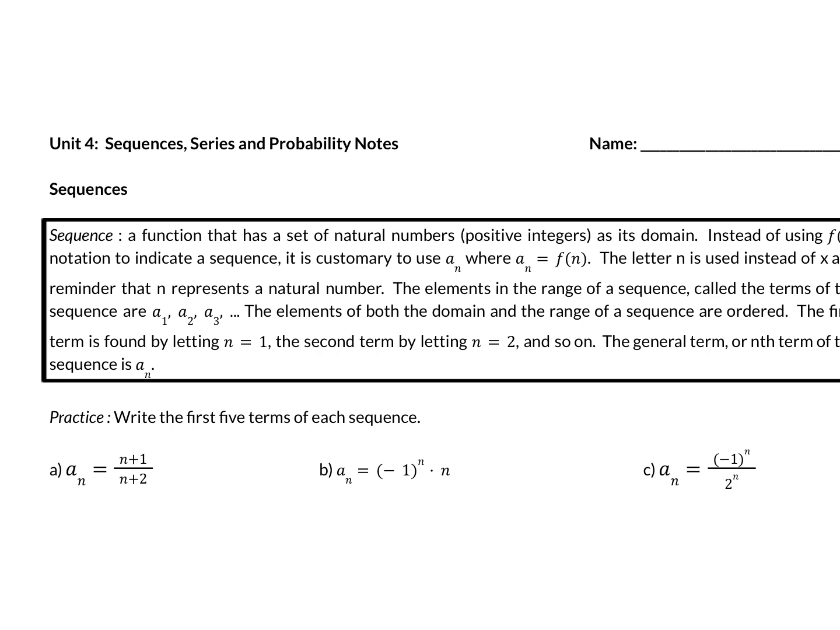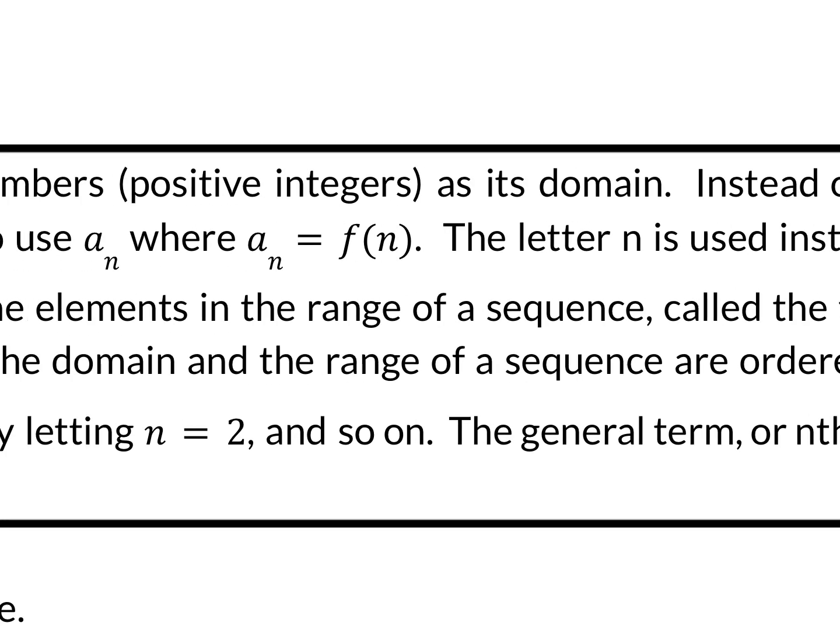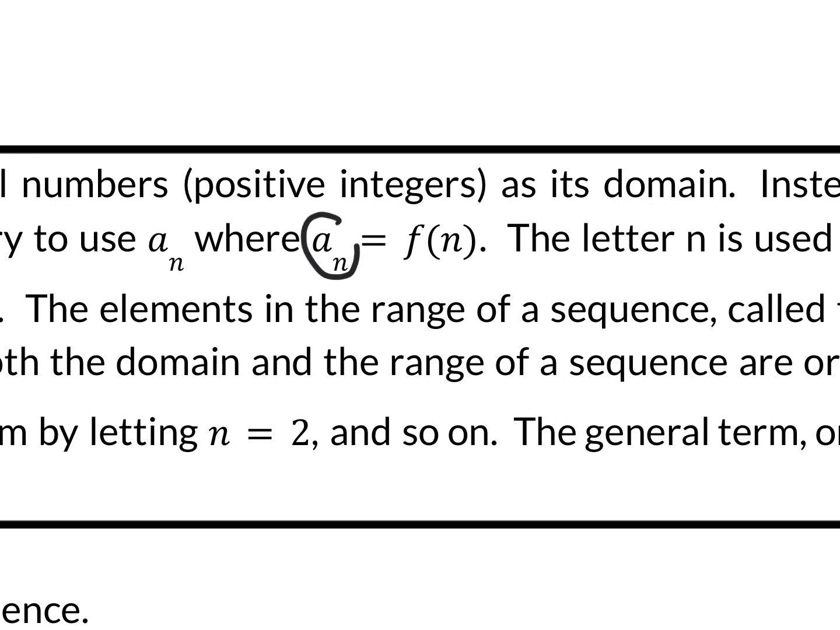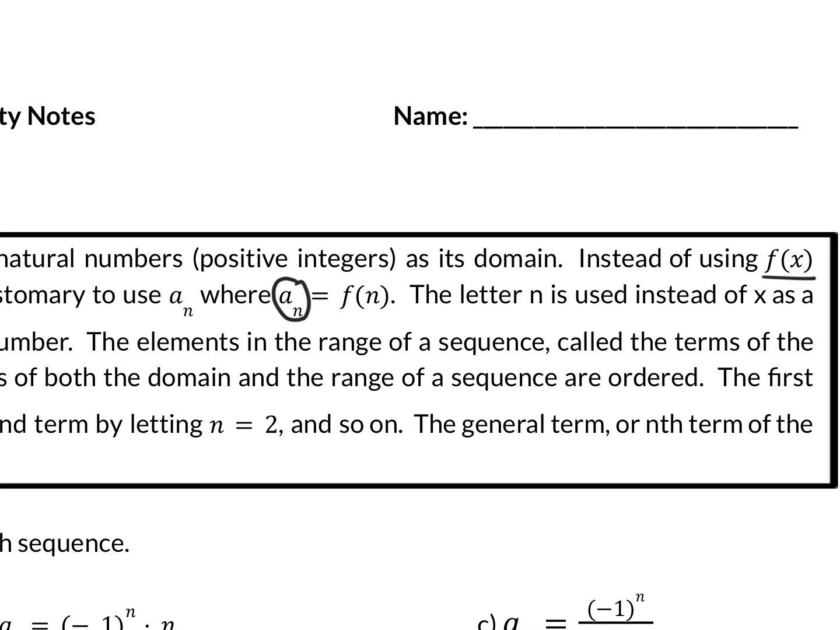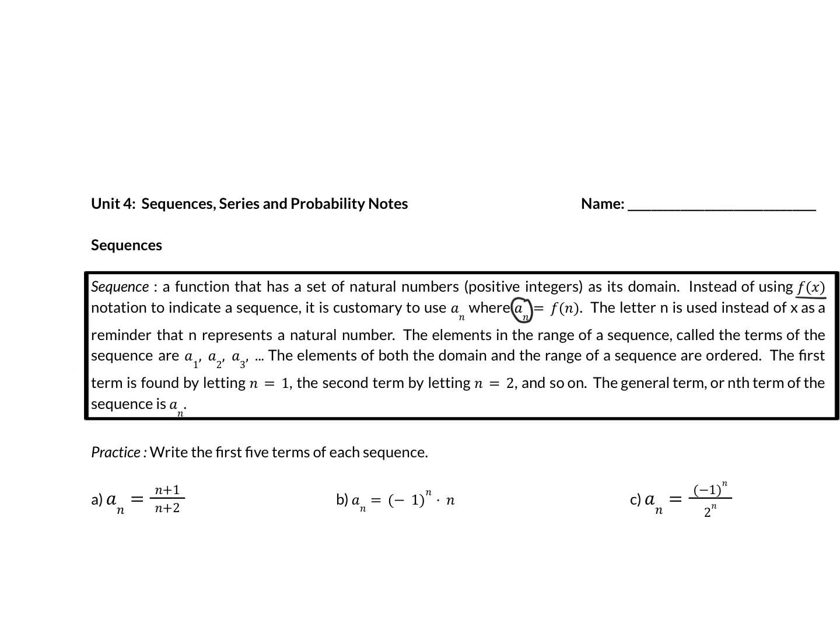But specifically positive integers, okay, that we get based on a kind of formula that you're given. Now, the notation that we've been using a lot is our function notation. Function notation is something like f of x, right? That's function notation. Sequence notation is usually denoted with a sub n, or maybe you'll see it with t sub n. And this letter n is used instead of x, as a reminder that n is always representing a natural number, not like a decimal.